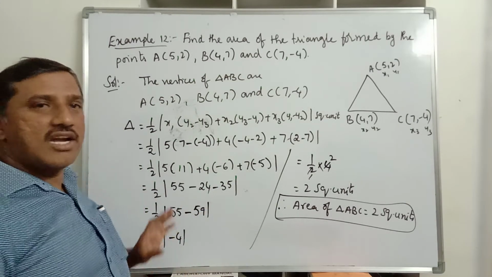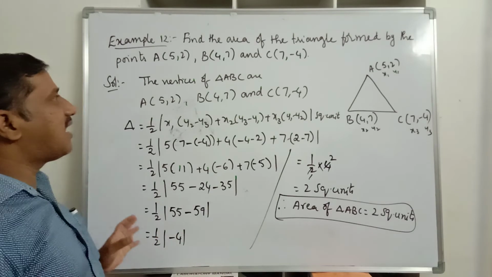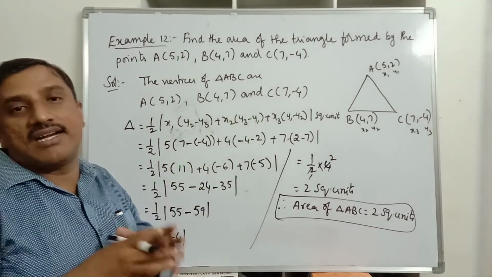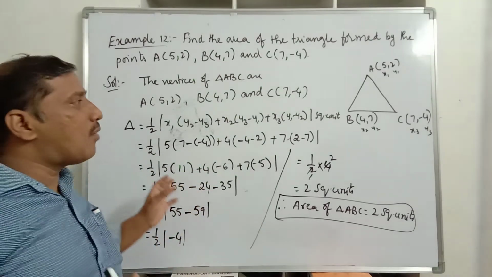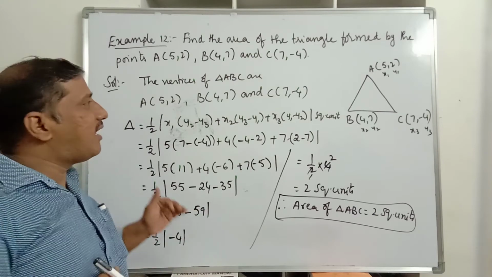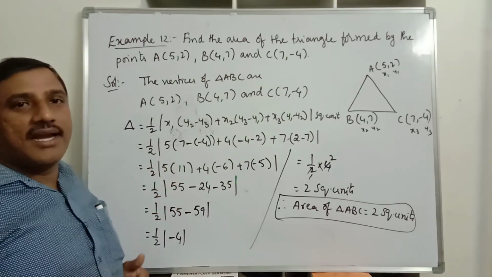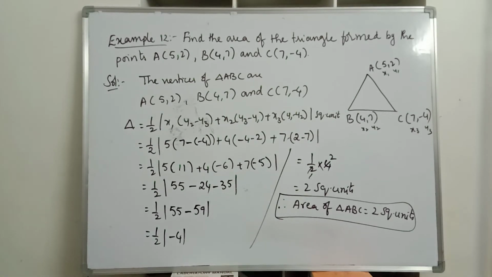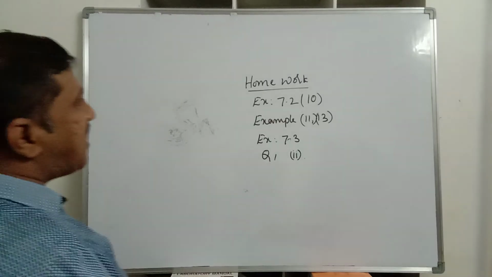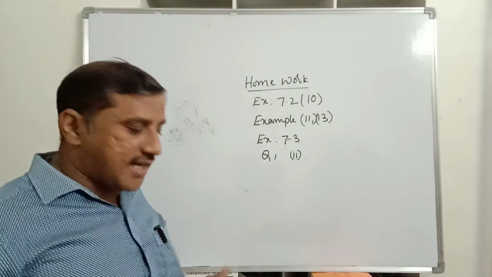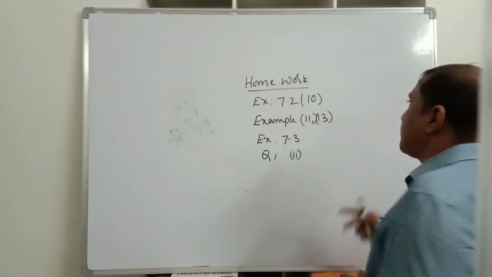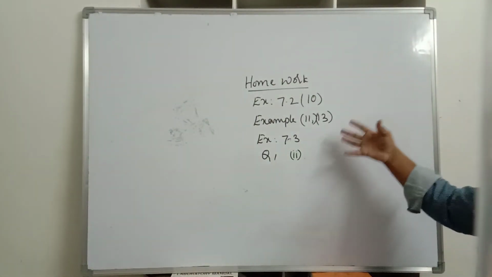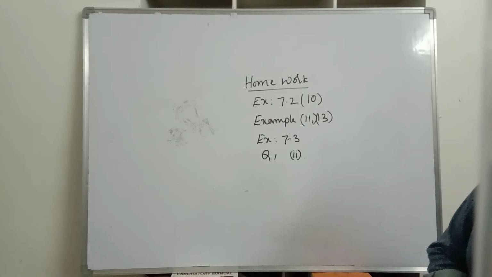Is it clear, children? Did you understand how to find the area of a triangle when the 3 vertices of the triangle are given? Yes, I hope you understood. Now we will continue with this in the next class. I hope you understood today's concept, that is application of section formula, and also finding area of a triangle when 3 vertices are given.